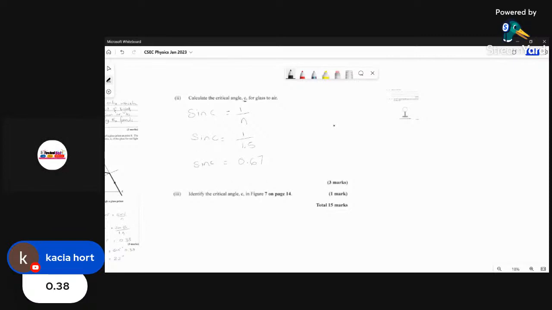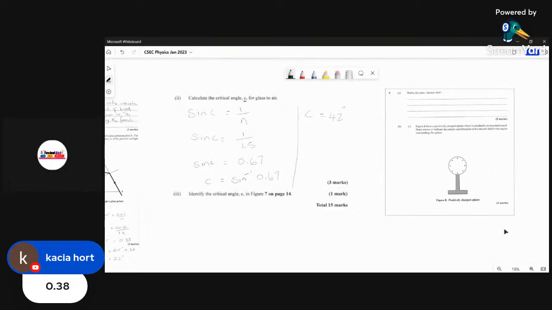So therefore, C is equal to sine inverse 0.67. What's that answer? 42. Beautiful. So the critical angle is 42 degrees.